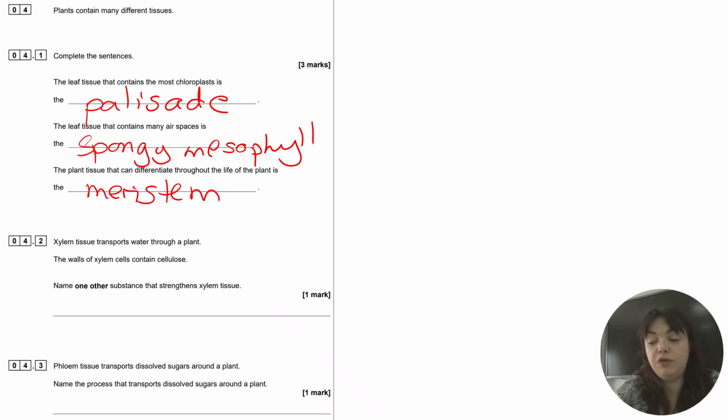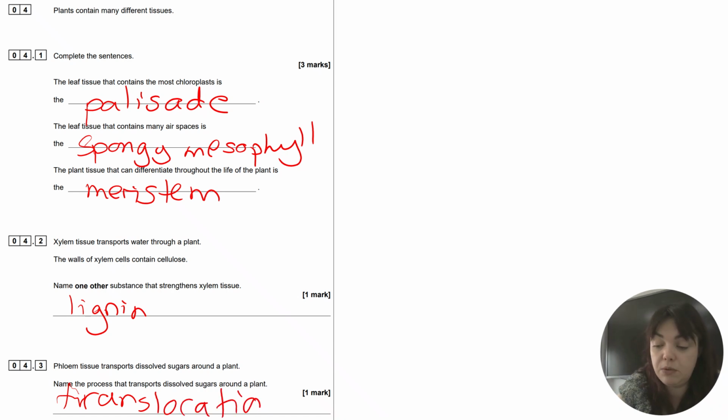Xylem tissues transport water through a plant. The walls of the xylem contain cellulose. Name one other substance that strengthens the xylem tissue. And again, only one that we know of, and that is lignin. Phloem tissue transports dissolved sugars around a plant. Name the process that transports dissolved sugars around a plant. So this is translocation. Now on the exam, some pupils started talking about active transport. Now that could very well be how nutrients get into the root hair cell, but it's not how they are transported around the body. That is translocation, which is dissolved sugars.